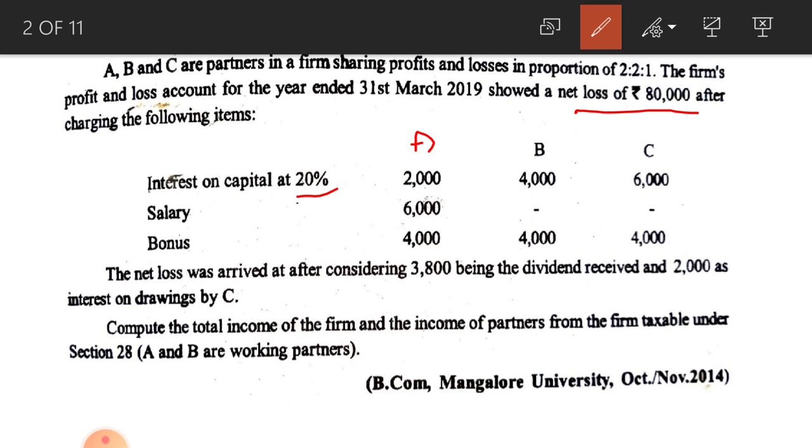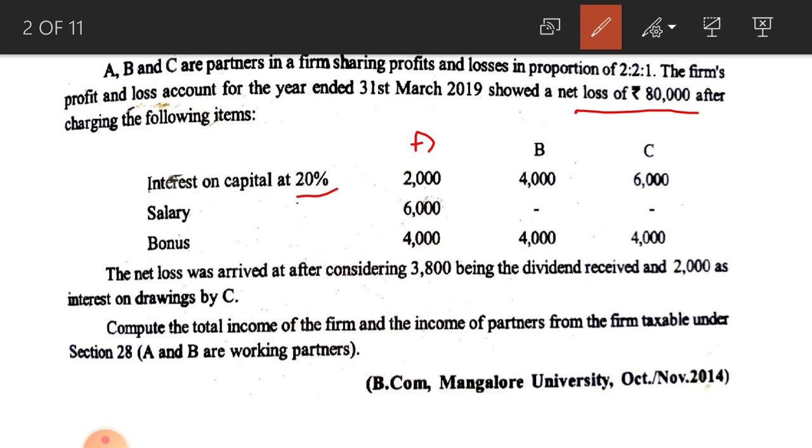As I told you in the previous session, if there is net loss, you have to deduct disallowed items from net loss because they increase the loss amount. Now you have to reduce that loss amount by deducting the disallowed items, and you have to add the items which are actually allowable which you deducted earlier. It's like that. Okay, next see salary of A.